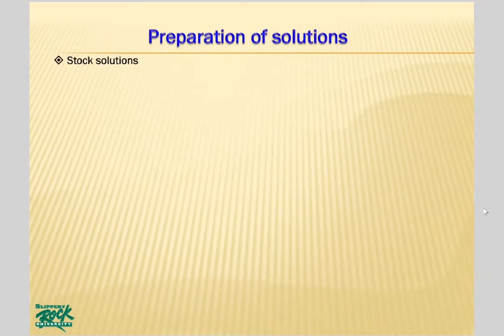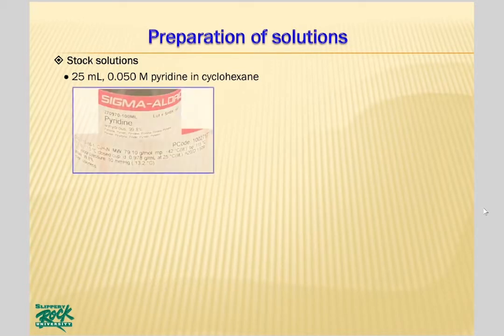The first step in this lab is to prepare two stock solutions. The first stock solution is a 25 milliliter 0.050 molar pyridine solution in cyclohexane. All information that you need for the solution prep can be found in the label of the chemical bottle. Now, I will show you how to determine the required volume of pyridine to prepare a 25 milliliter 0.050 molar solution. Be aware that pyridine is a colorless liquid with a disagreeable odor.